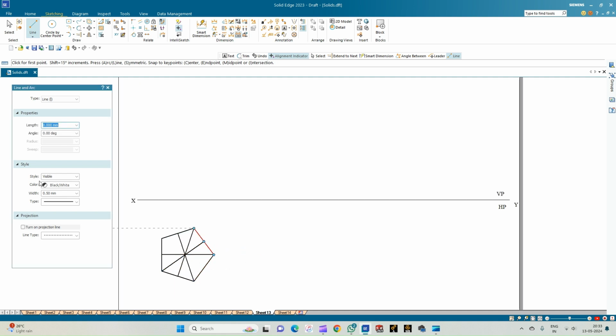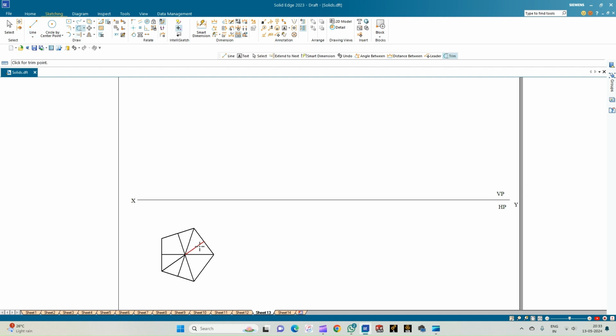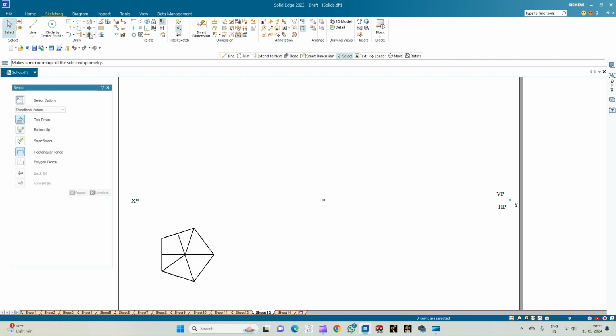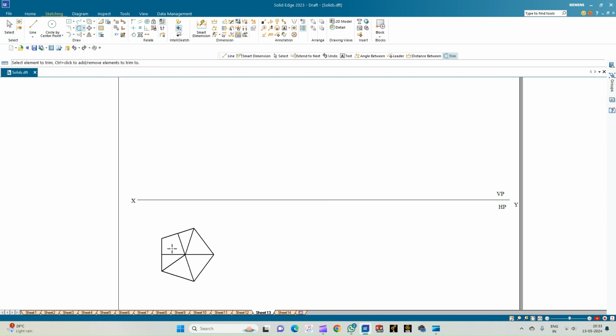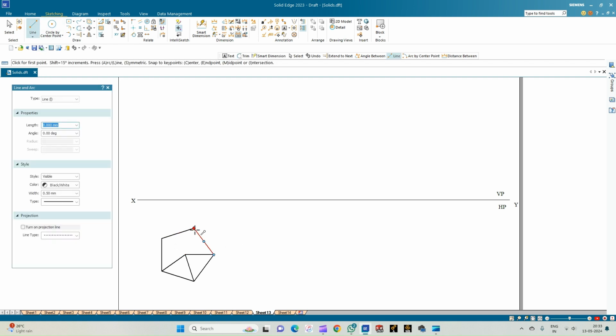So now we require only the triangular faces and the other lines could be trimmed. So use your trim option. So this line can also be trimmed. So from this corner, let us try to draw the diagonal so that we get the triangular face. Just join to this point. So this completes the top view of the pyramid.